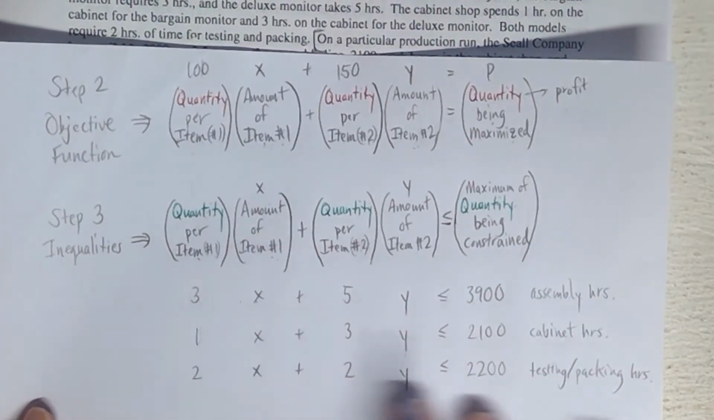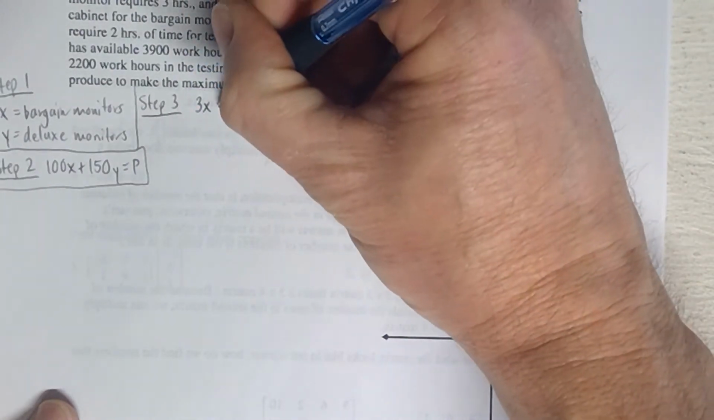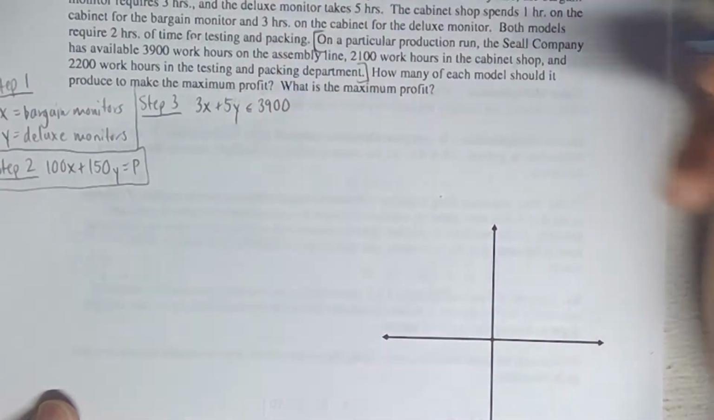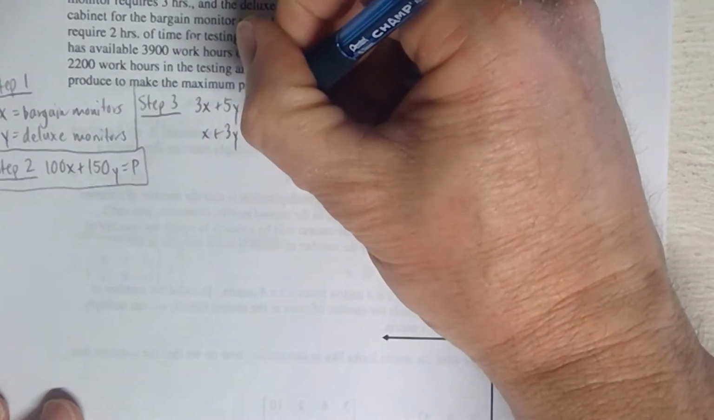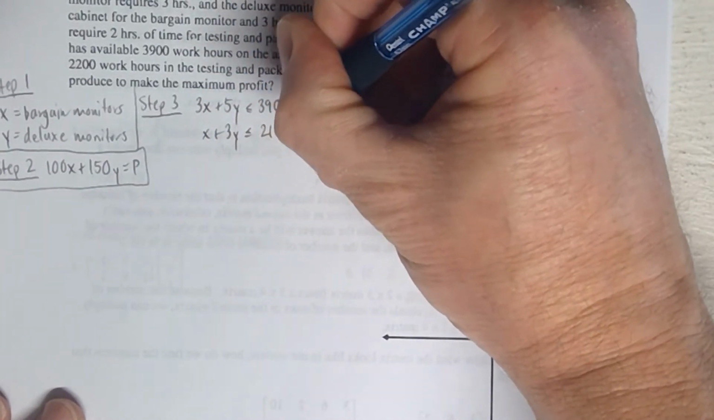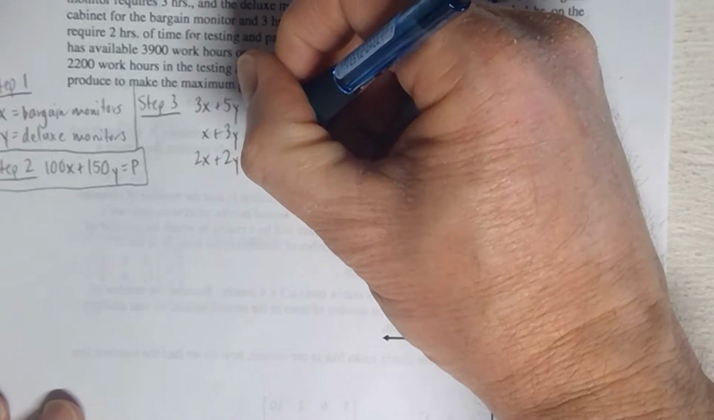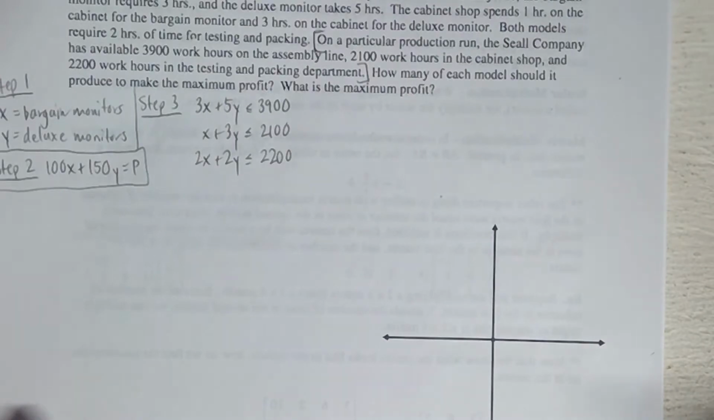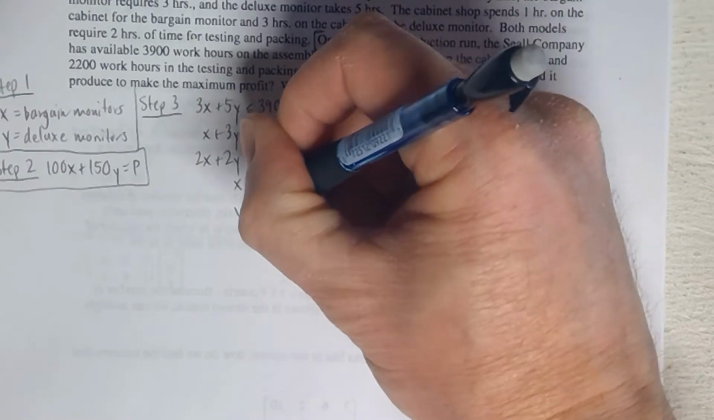But let's transfer these 3 inequalities back onto our sheet here, and we get what? We get 3x plus 5y less than or equal to 3,900. 1x plus 3y less than or equal to 2,100. And 2x plus 2y is less than or equal to 2,200. Okay, now remember we also need to have what? We also need to have x greater than or equal to 0 and y greater than or equal to 0.